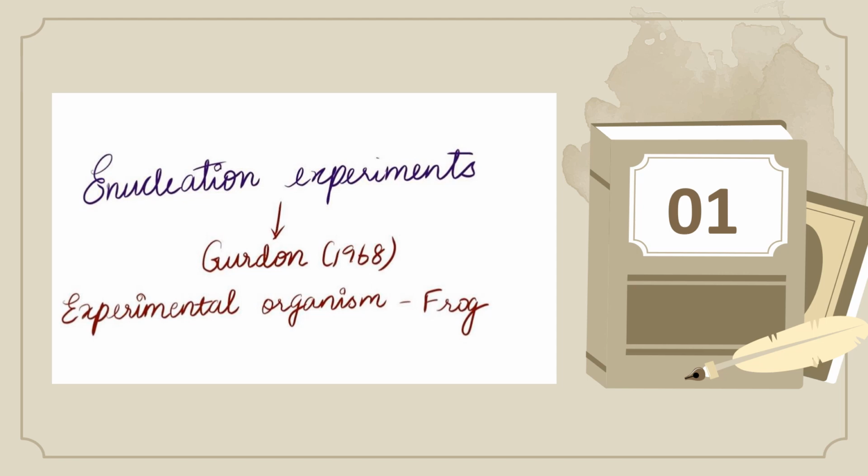So the first one is the enucleation experiment. As the name suggests, enucleation is the removal of the nucleus from the cell. So we are going to see in the upcoming slides how we remove the nucleus from the sperm cell and the nerve cell, and insert it into the ovum. This experiment was carried out by Gordon in the year 1968. The experimental organism he used for this experiment is the frog's egg.